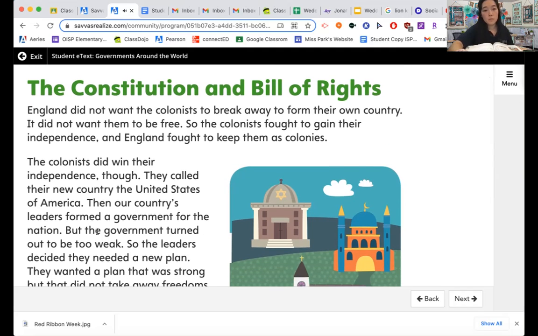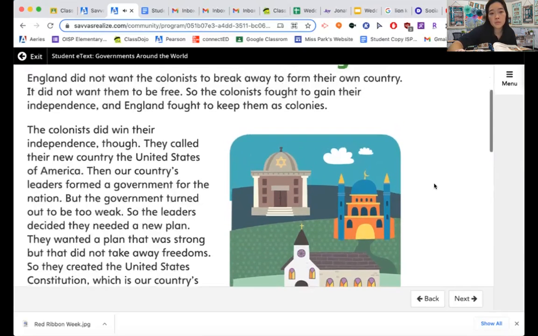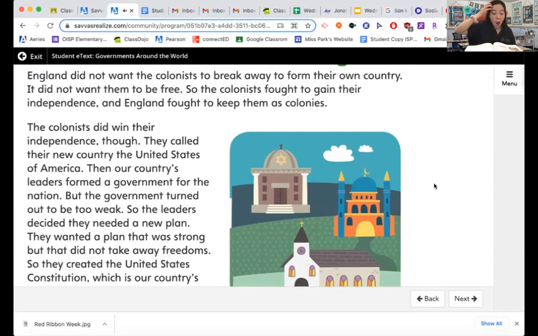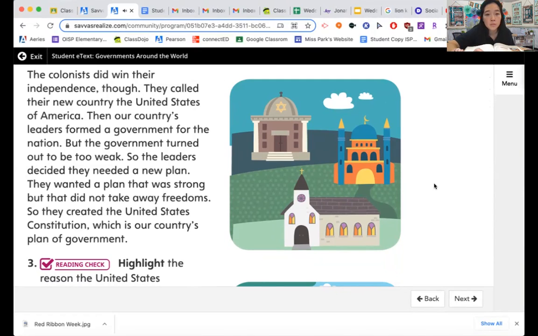England did not want the colonists to break away to form their own country. It did not want them to be free. So the colonists fought to gain their independence, and England fought to keep them as colonies. The colonists did win their independence, though. They called their new country the United States of America. Then our country's leaders formed a government for the nation.